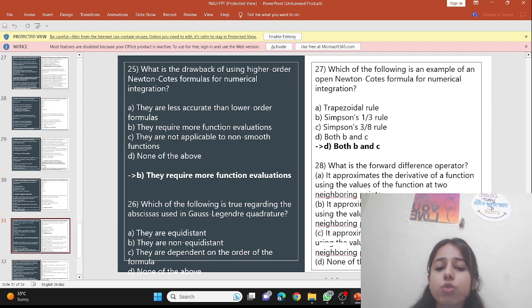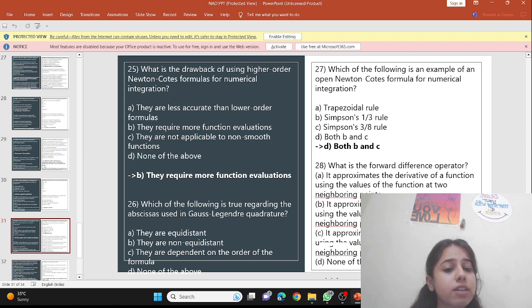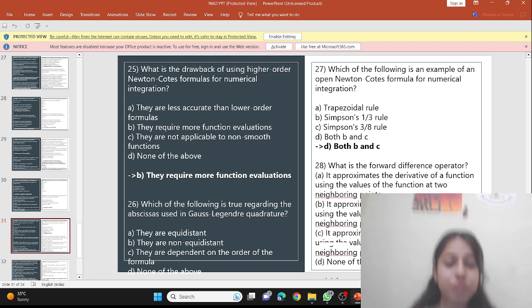26. Which of the following is true regarding the abscissas used in Gauss-Legendre quadrature? Options are they are equidistant, they are non-equidistant, they are dependent on the order of the formula, none of the above. 27th. Which of the following is an example of open Newton-Cotes formula for numerical integration? An example of open Newton-Cotes formula for numerical integration is both Simpson 1 by 3 rule and Simpson 3 by 8 rule. Trapezoidal rule is not used. So the correct answer is D, both B and C.